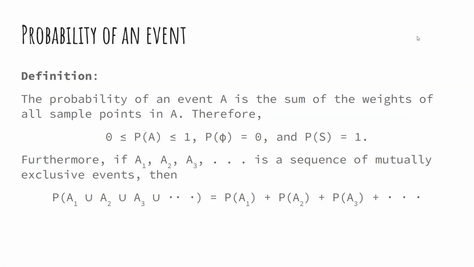Let's go ahead. So now let us define the probability of an event. The probability of an event A is the sum of the weights of all sample points in A. Okay, so each sample point has been assigned some weight. The event is made up of a collection of sample points.